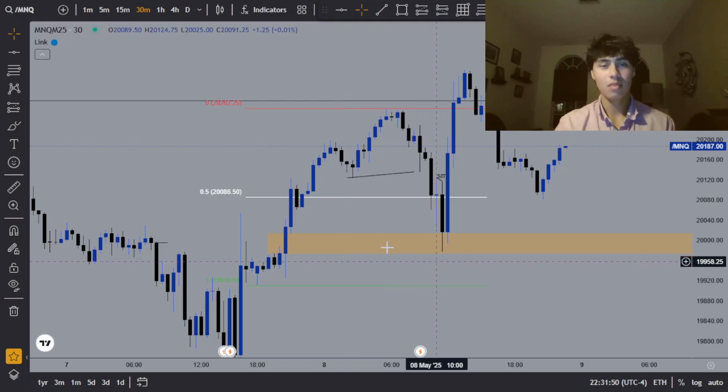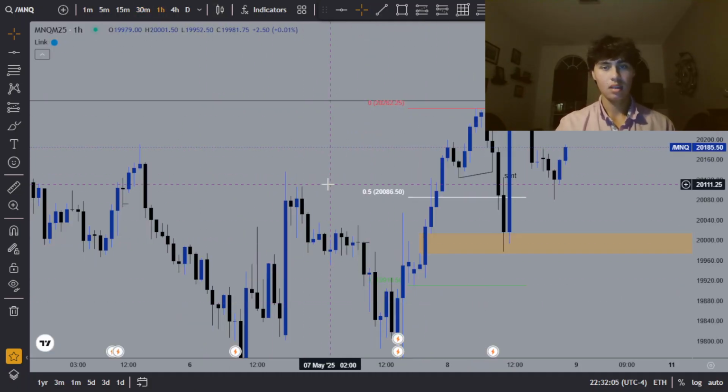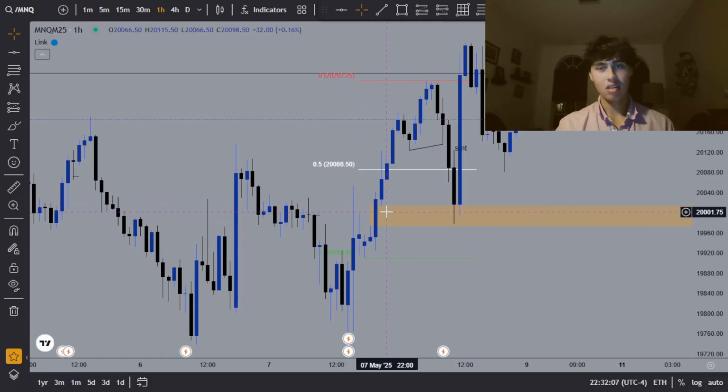Obviously this was marked out like around here. I woke up at 9 and didn't trade the 8:30 news, but I had this marked out, and this hourly fair value gap marked out.